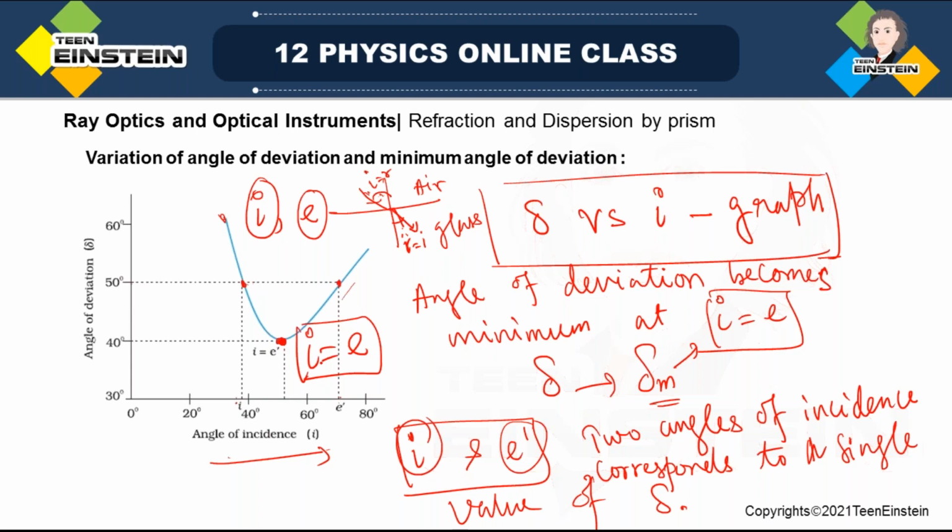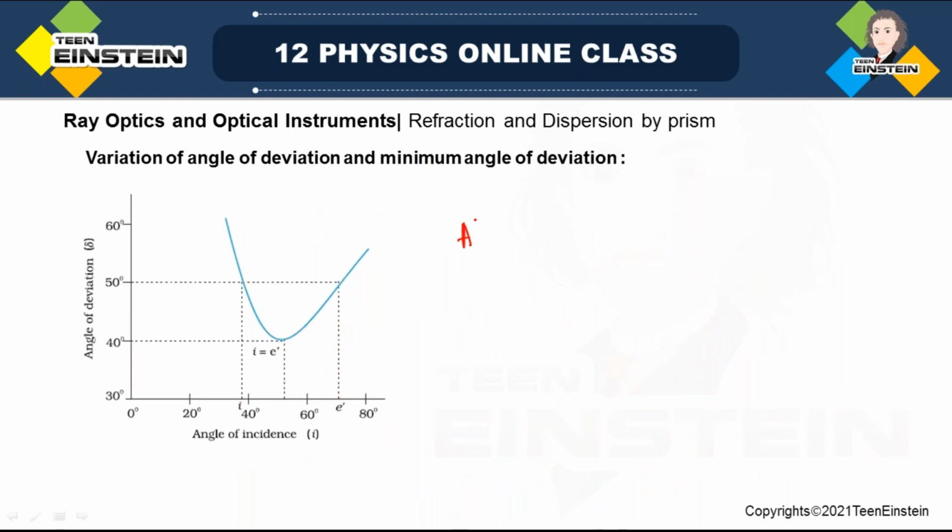All right, so we have learned what is angle of deviation, what is minimum angle of deviation, and what happens at minimum angle of deviation. So at delta equal to delta m, we get I is equal to E. Angle of incidence is equal to angle of emergence.